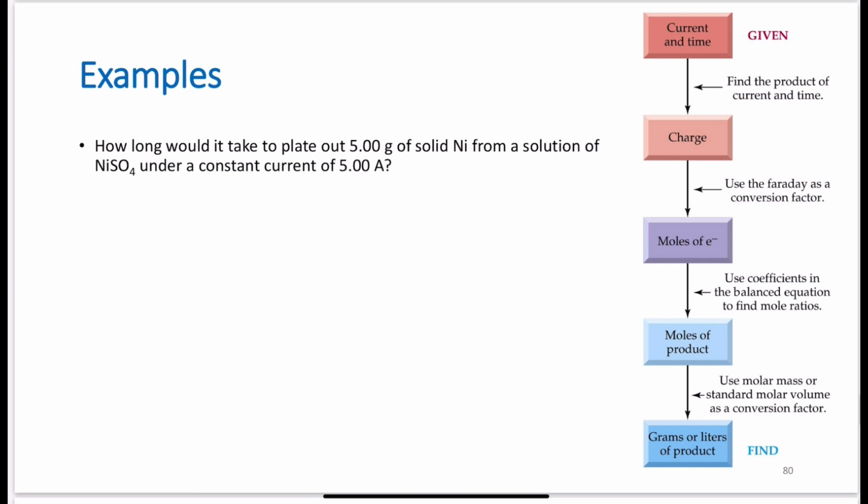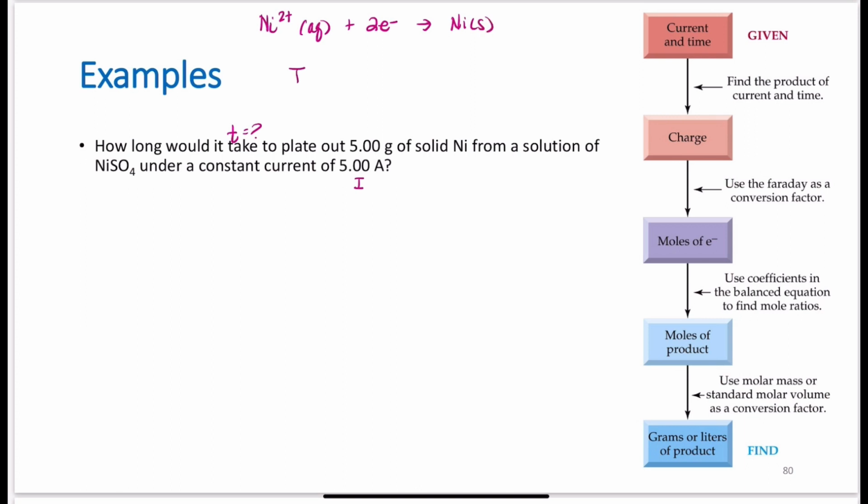How about this one? How long would it take to plate out 5 grams of solid nickel from a solution of nickel 2 sulfate under constant current of 5 amps? So now I'm trying to find time. I've got mass, I've got current, what can I do? Well, let's see. We know we've got nickel 2+. Nickel really likes to be 2+, but it's also nickel 2 sulfate, so we know it's a 2+. It gains 2 electrons to form nickel solid.